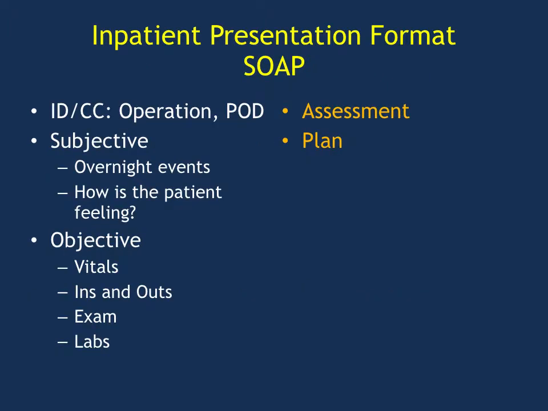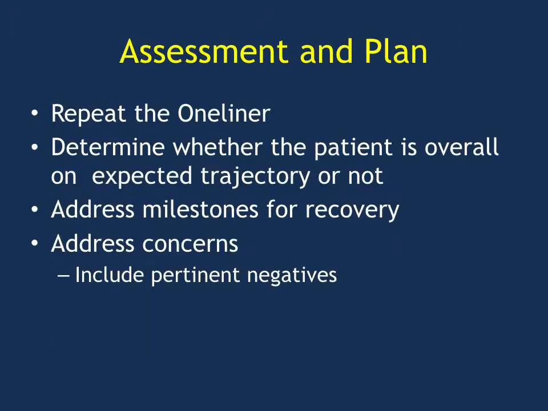So next, let's talk about the assessment and plan. The assessment and plan for the interpreter should include, obviously, repeating the one-liner, and then this is where your learner should put their nickel down and state whether the patient is on expected trajectory or not. This could obviously be qualified, meaning they're definitely on trajectory, or they're a little bit off trajectory, or they're concerning for being off trajectory, and then address the milestones for the recovery.